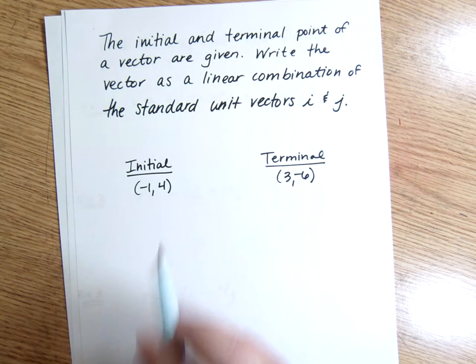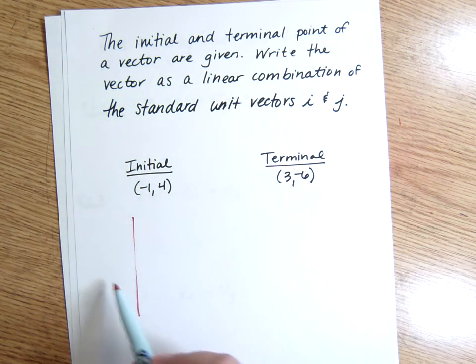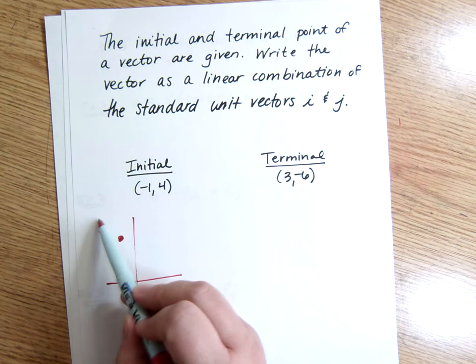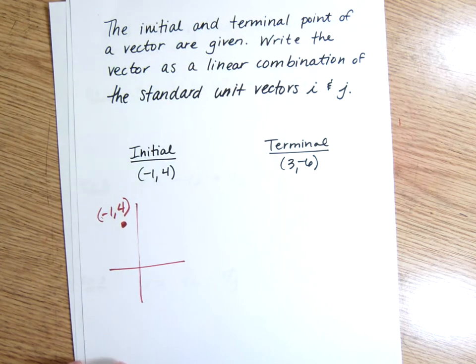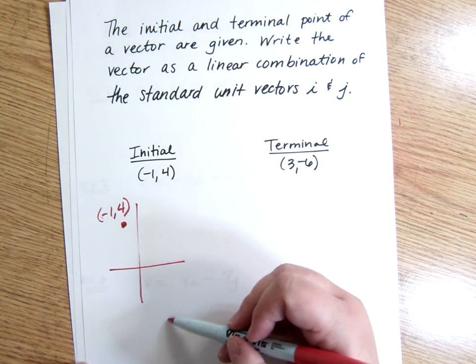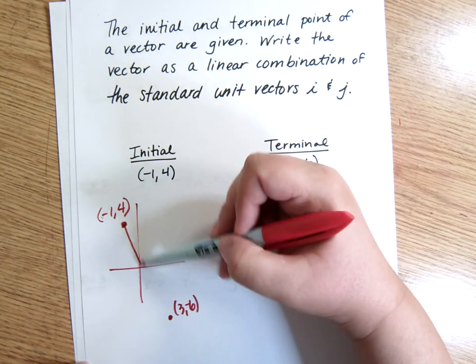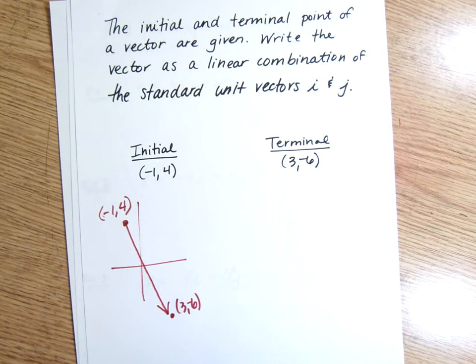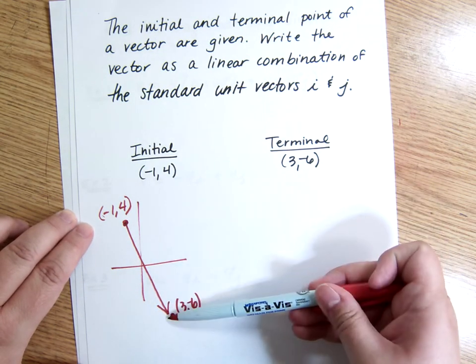Okay, the initial point, terminal point. So if the initial point is at, and I'm just going to sketch a graph, -1, 4. Sketching the graph just helps me have some perspective to make sure I'm thinking of it in the right way. Terminal point is 3, -6, so it's way down here. So it goes from here to here. So it goes down and to the right. Okay, so that means to the right would be a positive x, down would be a negative y.